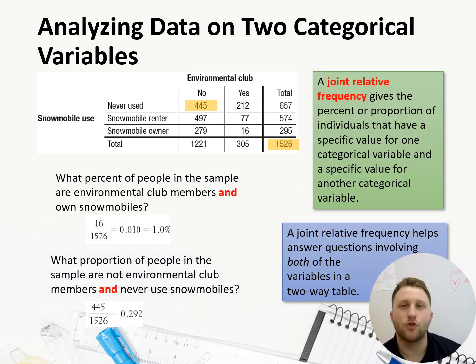Next, we have a joint relative frequency. So in this case, we care about both variables and we care about them at the exact same time. So what we're saying is it's the percentage or proportion of individuals that share one value for one of the variables and one value for the other variable. So for example, 445 of the individuals surveyed were not members of an environmental club and never used a snowmobile. So you're going to take that joint frequency, 445, and divide it by the grand total, 1526, for a joint relative frequency of about 29.2% or 0.292 expressed as a proportion.